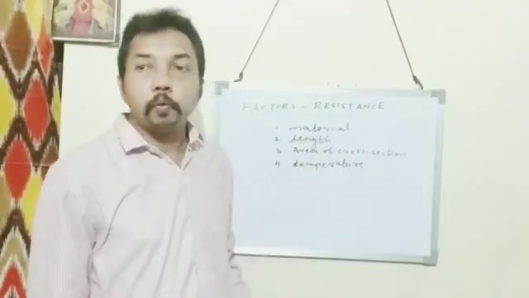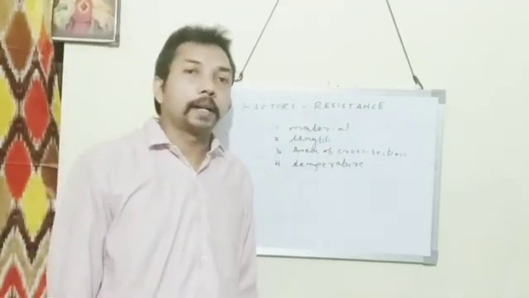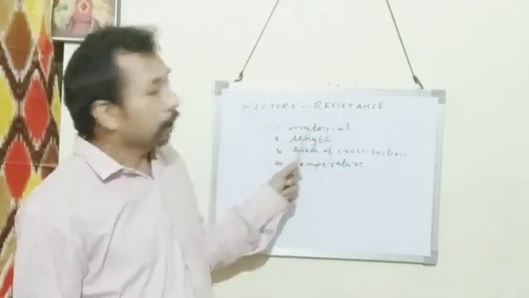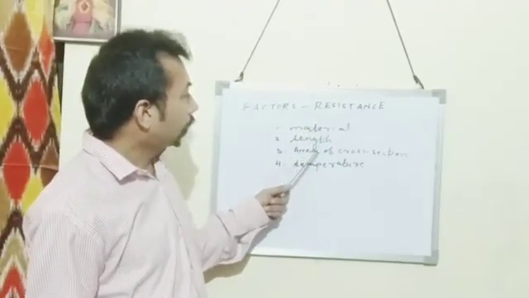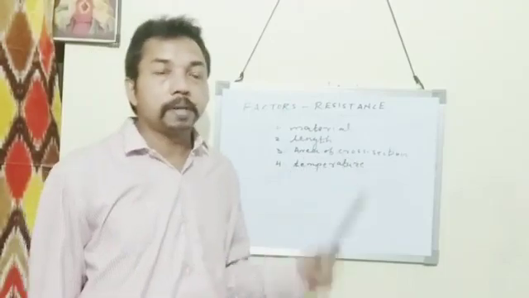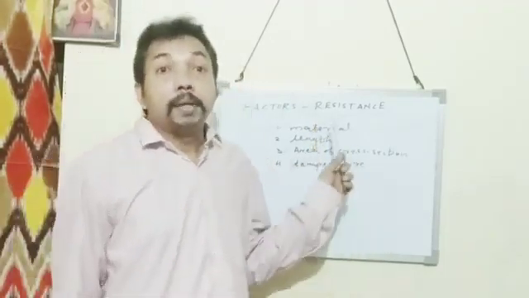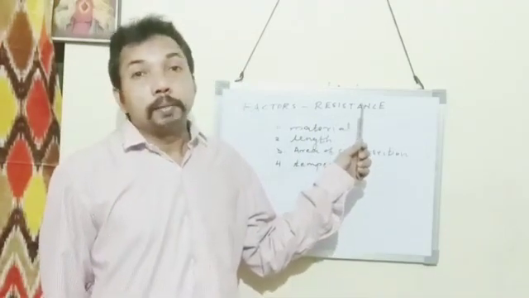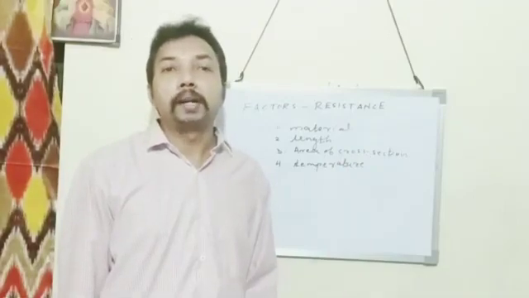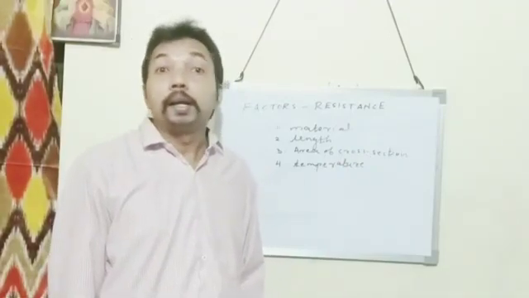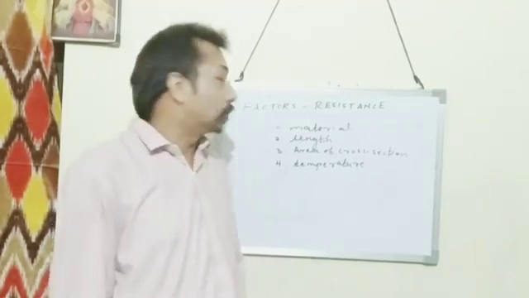So these are the four factors affecting the resistance of a conductor. The resistance of a conductor depends upon the material, length of the conductor, area of cross section of the conductor, and temperature of the conductor. So material: if the substance has more number of free electrons, then it will have less resistance. More the number of free electrons, less is the resistance.